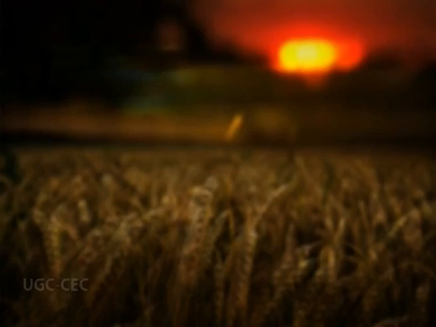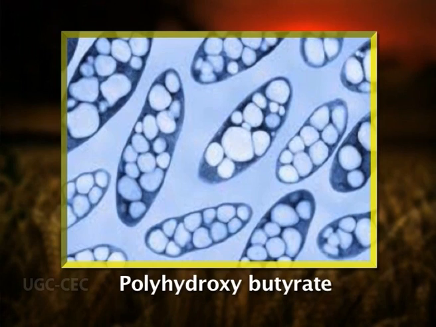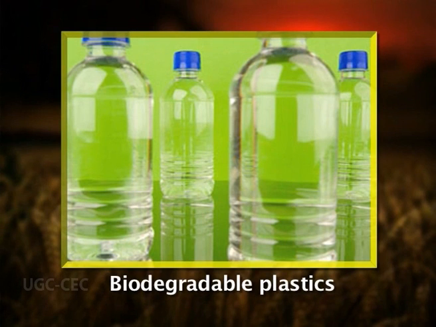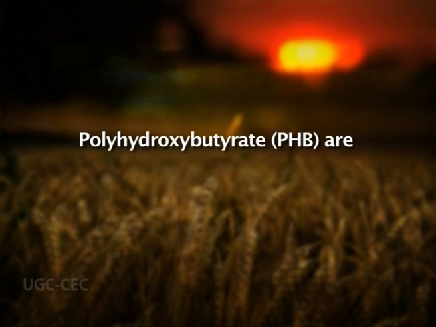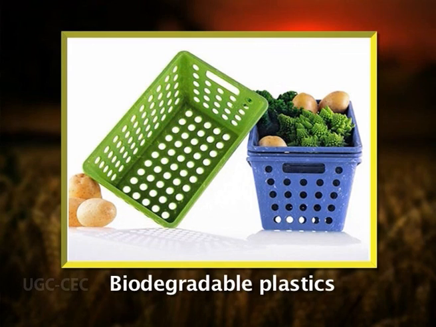Another example is polyhydroxybutyrate (PHB), which is used for synthesis of biodegradable plastics with thermoplastic properties. At present, polyhydroxybutyrate is produced by bacterial fermentation, so the cost of biodegradable plastics is quite high compared to synthetic plastic. Attempts are being made to produce polyhydroxybutyrate in transgenic plants to reduce the cost.